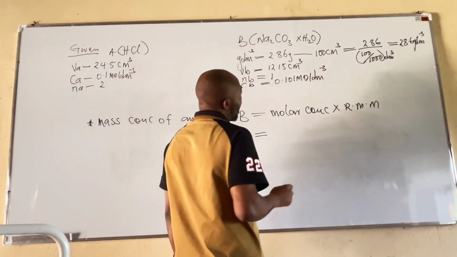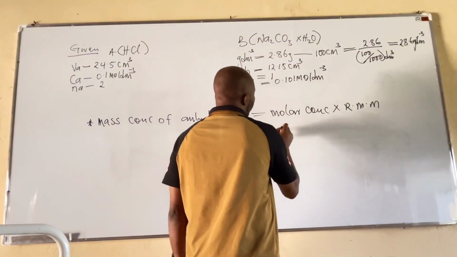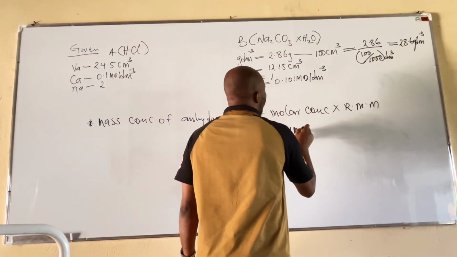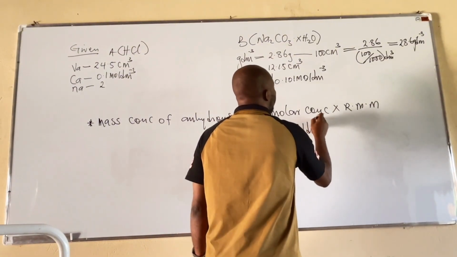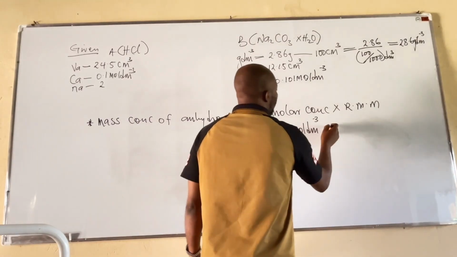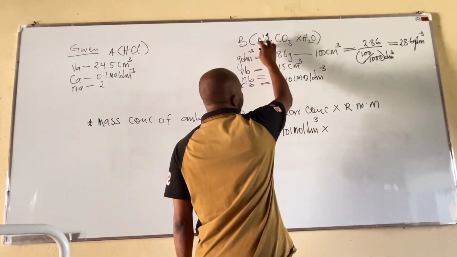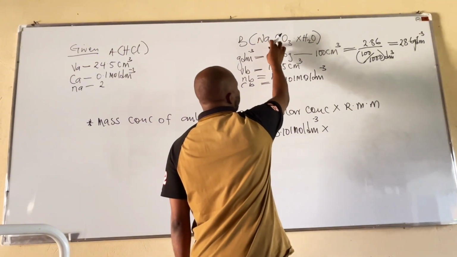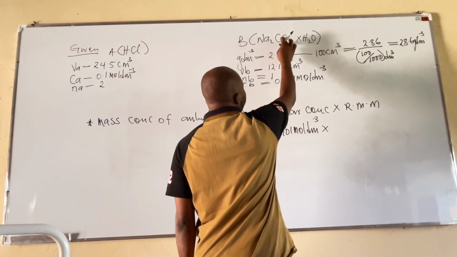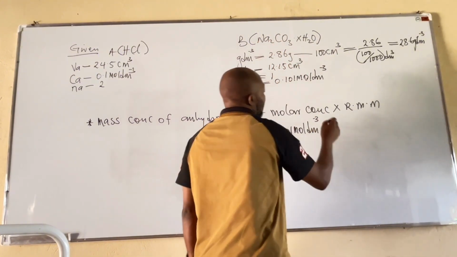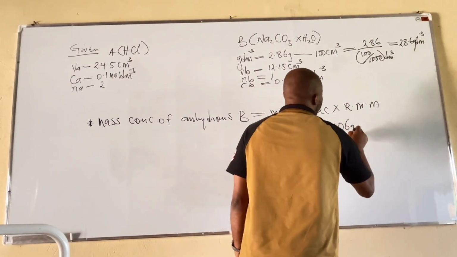And the molar count is 0.101 mole per dm³. We multiply that by the relative molecular mass, which is 106: 23 times 2, plus carbon is 12, plus 16 times 3, which is 48. That gives us 106 g/mole.